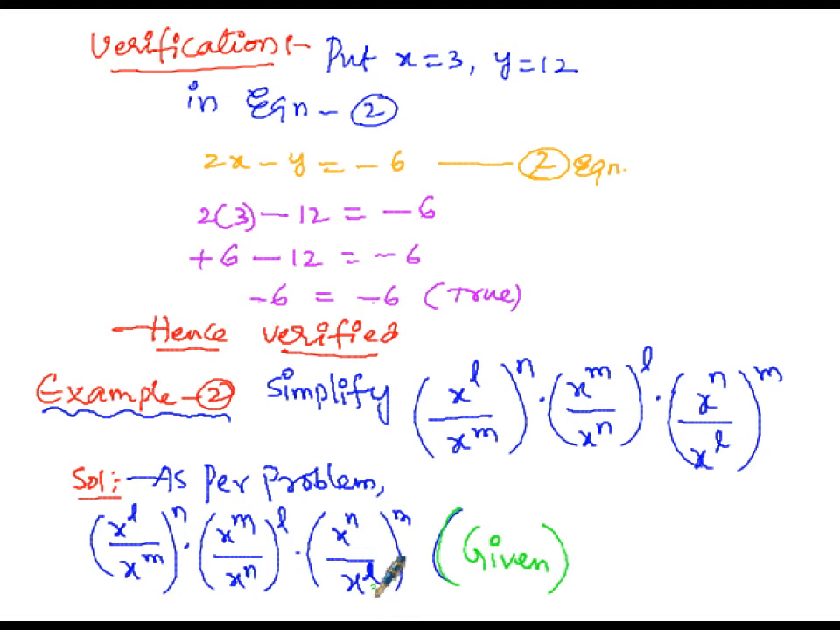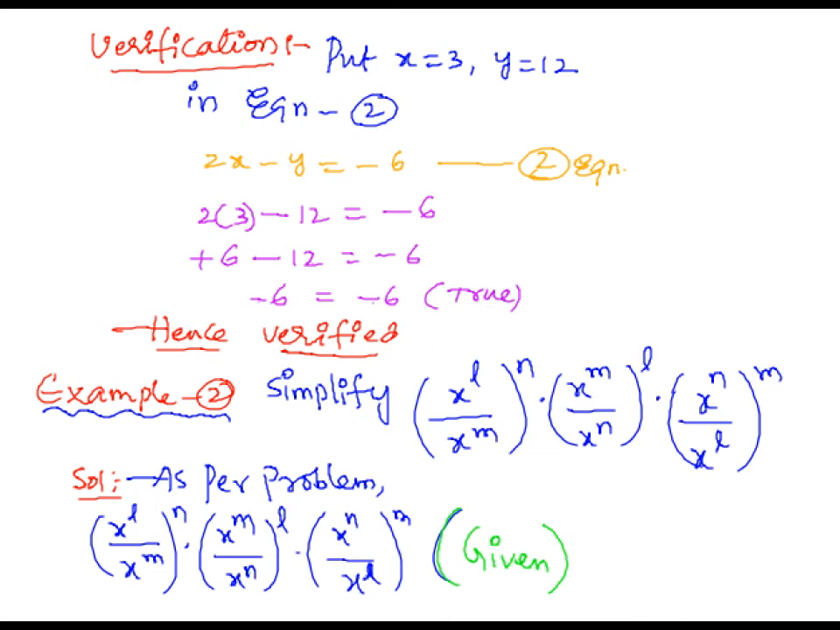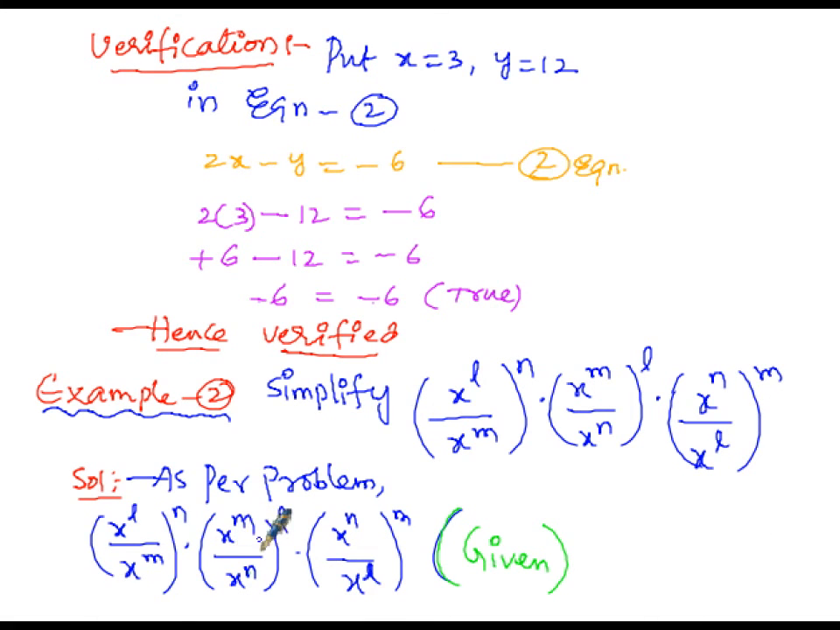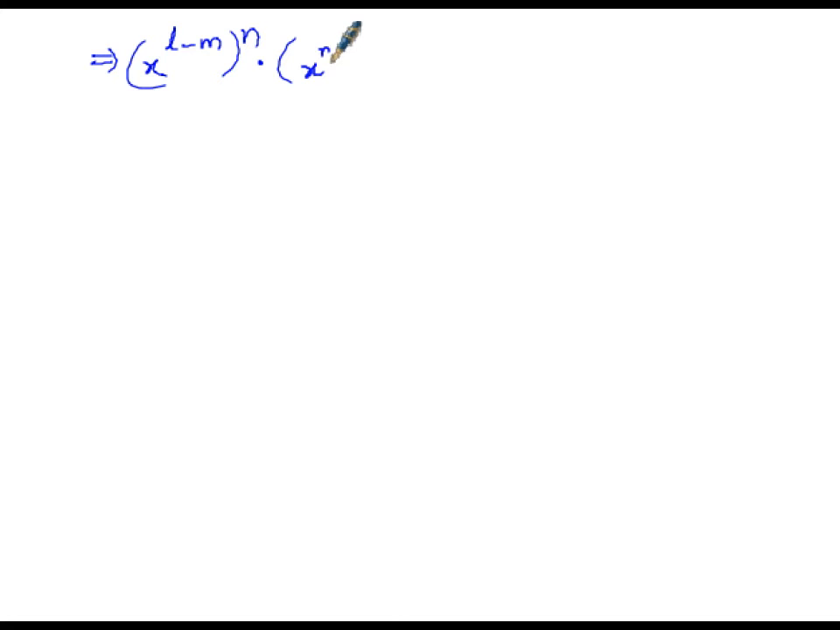So the next logical step will be, that implies, x to the power of, as per the first bracket, here L minus m but whole to the power of n, into, the second bracket, here x to the power of m divided by x to the power of n, can be written as x to the power of m minus n whole to the power of L. So m minus n whole power L, x to the power of m minus n whole to the power of L.